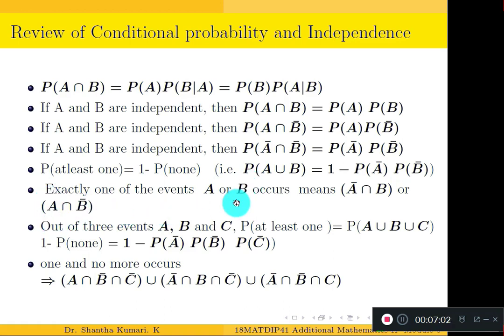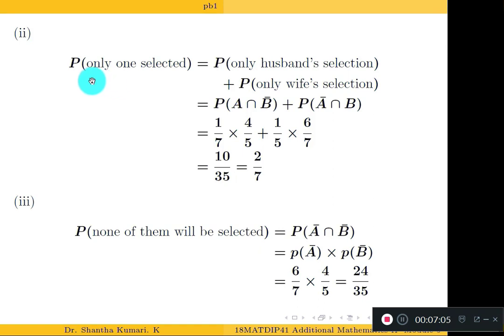So using this type of notation, only one selected means either only husband is selected or only wife is selected. Only A means only husband, and this is the notation: A intersection B complement. Only A means only A, not B. Plus only B means B is there but not A: A complement intersection B. Now, once you write this notation, you can use the independent events condition.